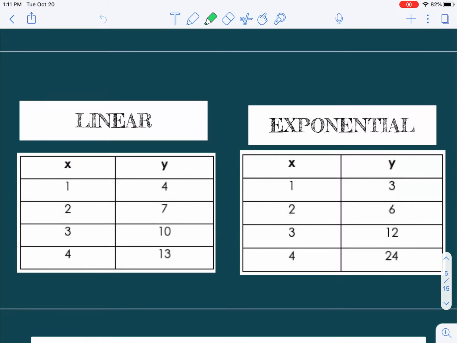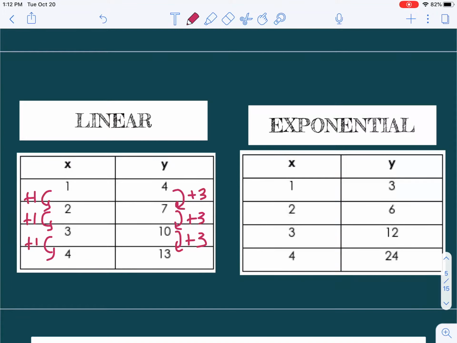In this video, we're going to look at the difference between linear and exponential functions given a table. So let's look at this linear option. If we're looking at our x's, they are going up by 1. If we're looking at our y's, to get from 4 to 7, we add 3. To get from 7 to 10, we add 3. And from 10 to 13, we add 3.